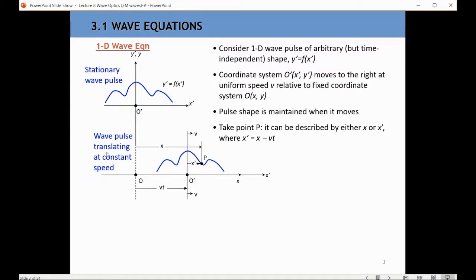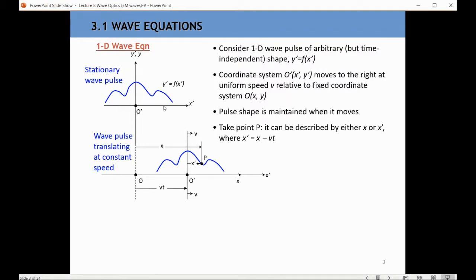This diagram shows one-dimensional wave equation. So we consider a wave pulse of arbitrary shape here, but it is time independent given by a function y prime equals a function of x prime here. The coordinate system with the origin O prime here will move to the right at a uniform speed of v relative to the fixed coordinate system O.